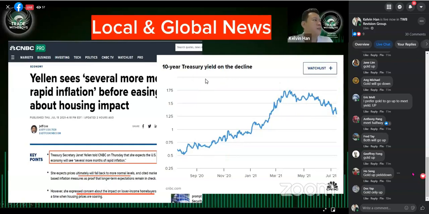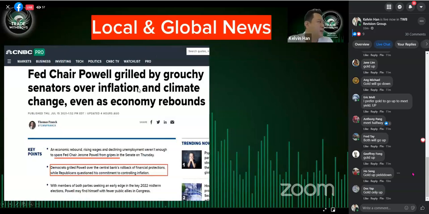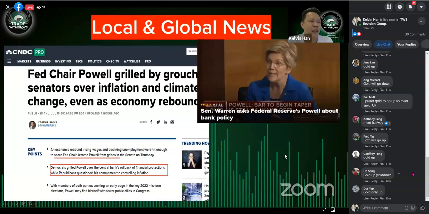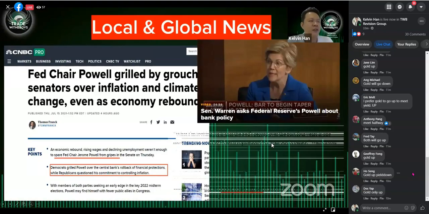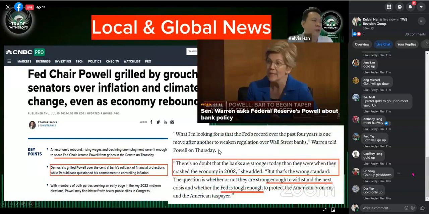And of course, you can see that Jerome Powell yesterday was grilled by grouchy senators regarding inflation and climate change. Basically they grilled him a lot on financial protection. And of course the Republicans also asked him about his control of inflation. All right, so Senator Warren is one of those who led the charge, and Jerome Powell did quite well. I think this is the takeaway from a very long article, but I think this is the best takeaway.